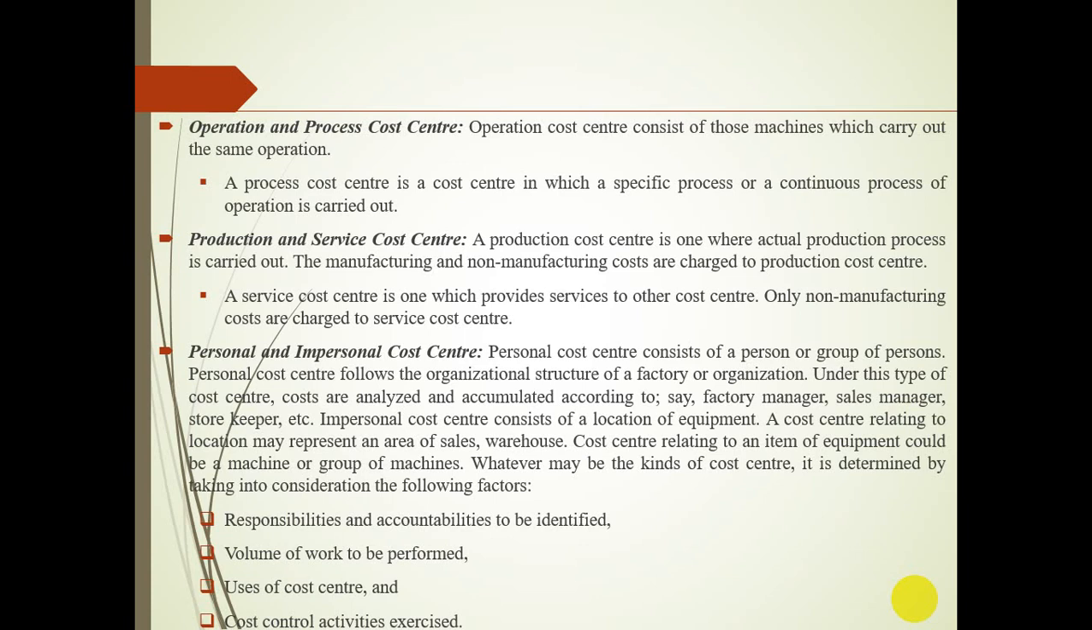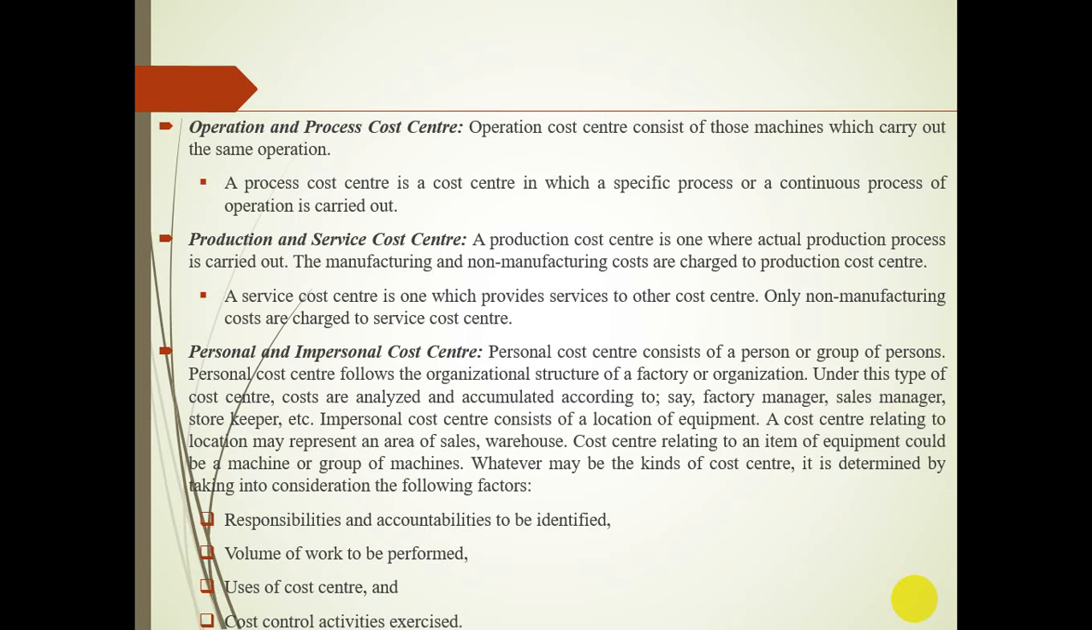A production and service cost center is related to the materials you need to produce products, while for service we need to consider the different expenses and costs of providing the services. That is the production and service cost center. The last one is personal and impersonal cost center. Personal cost center belongs to human beings, that is, the humans needed for the work. So that is the cost center for personal cost.